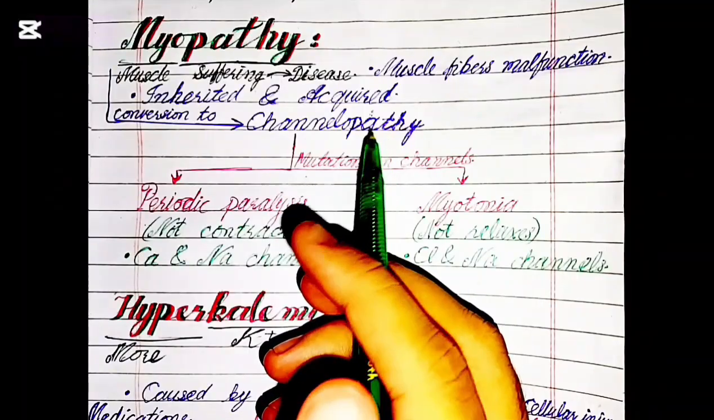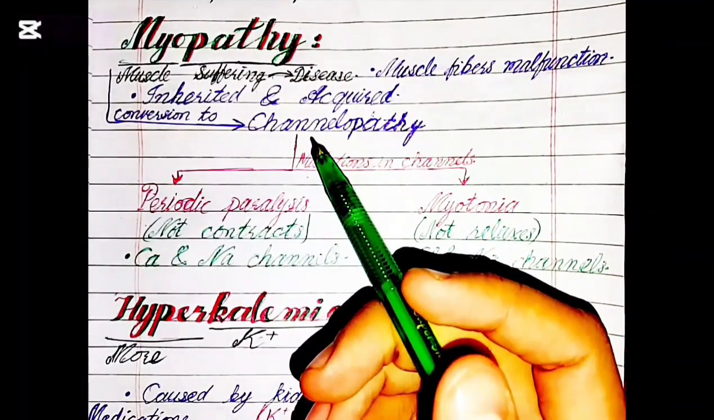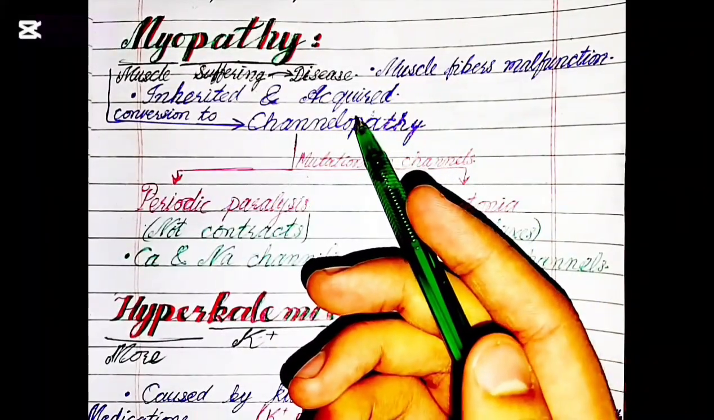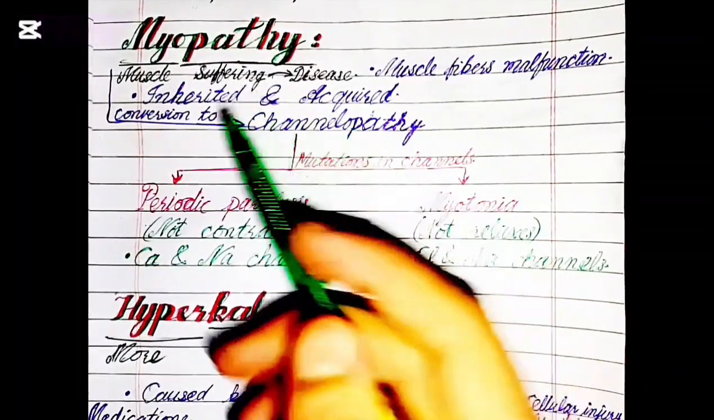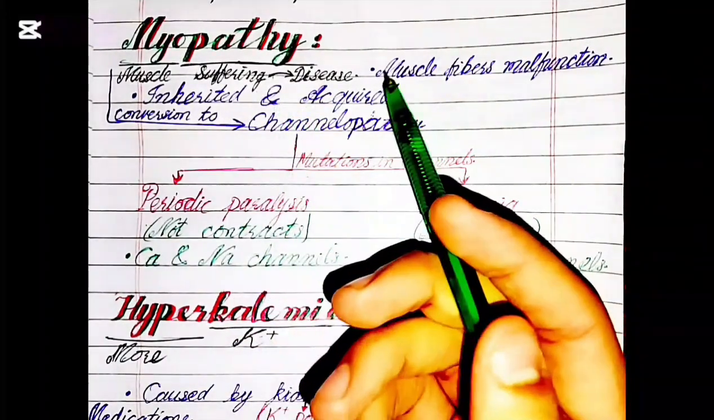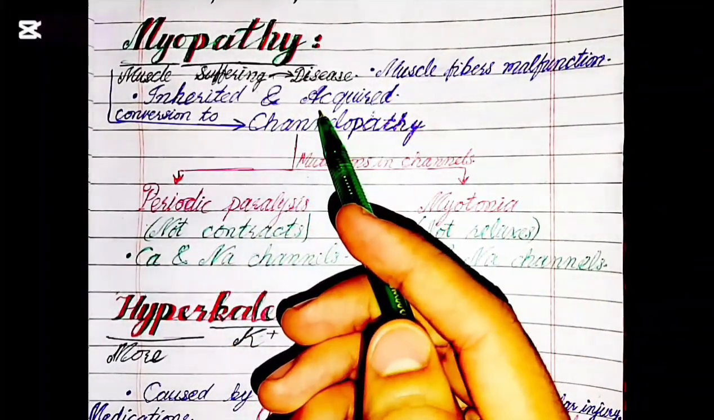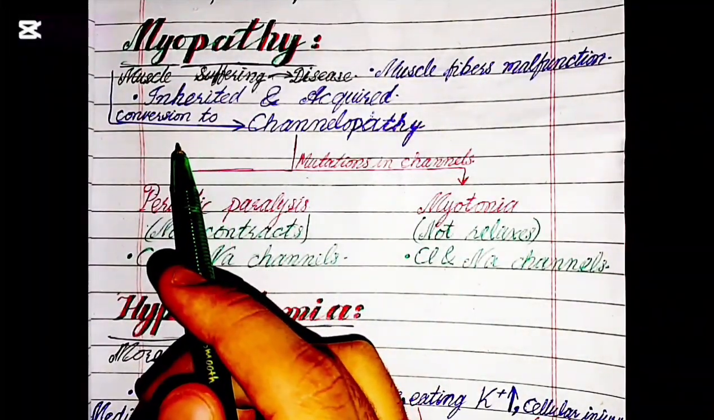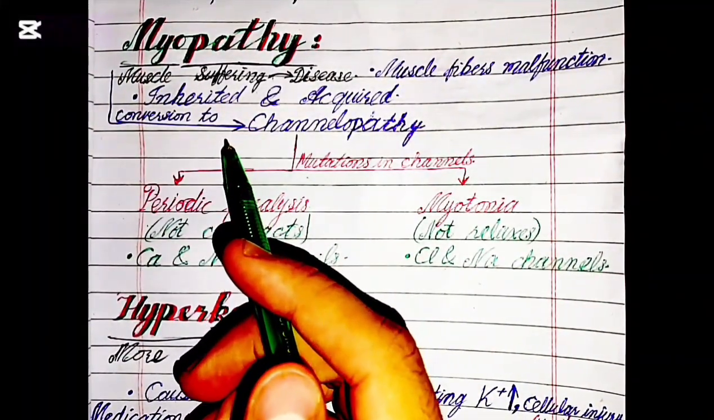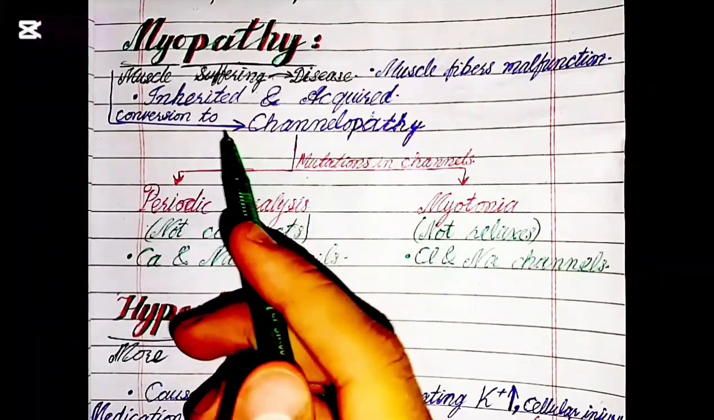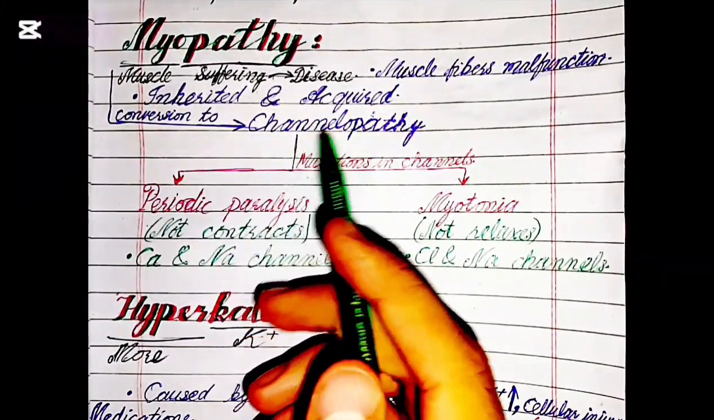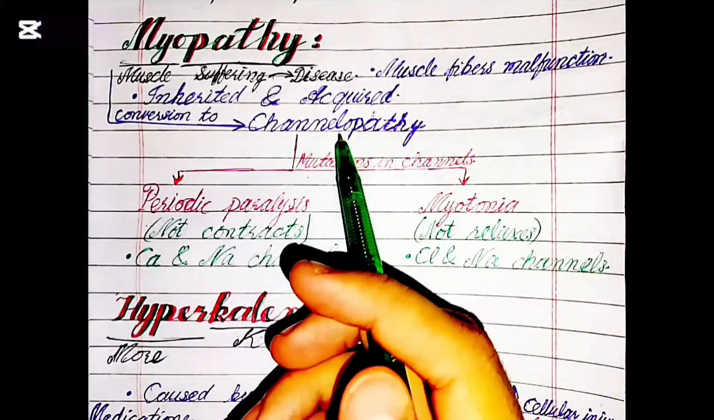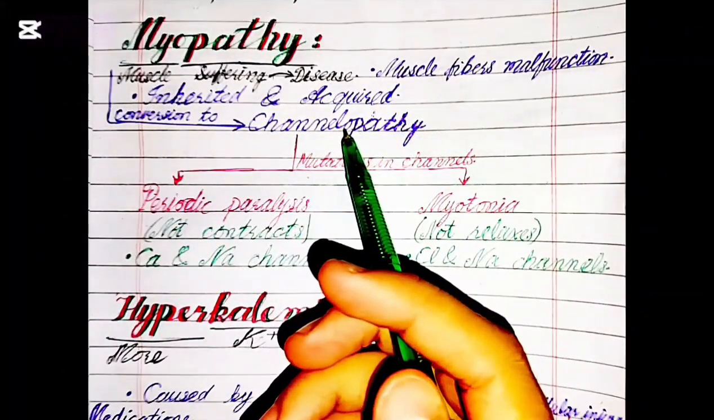It has two types: inherited or acquired. It is mainly genetic, so it may be inherited, or it may be acquired by some mutations. So myopathy converts into channelopathy. Channelopathy means channel, and pathy means disease and suffering. So when the channels are suffering, the channels are not working. This is known as channelopathy.